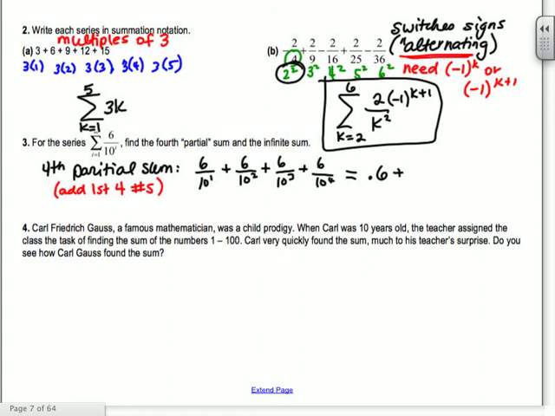The next one is, right, 10 squared is 100. So we have 6 hundredths. So that's 0.06. The next one is 6 thousandths, 0.006 and 0.0006. That means the fourth partial sum is 0.6666.